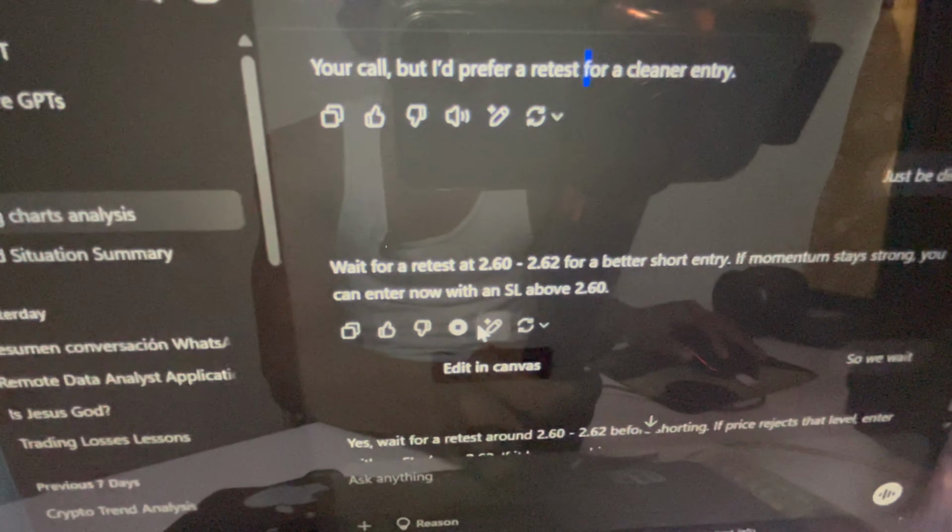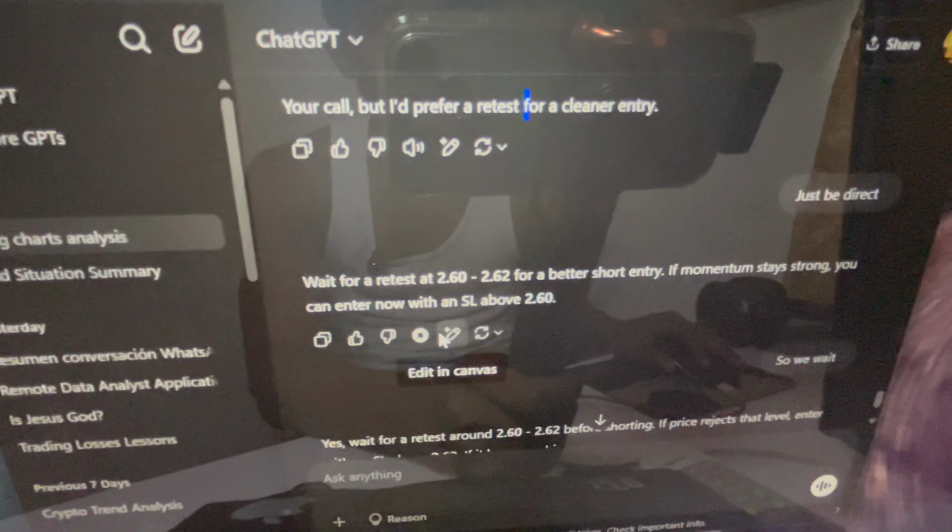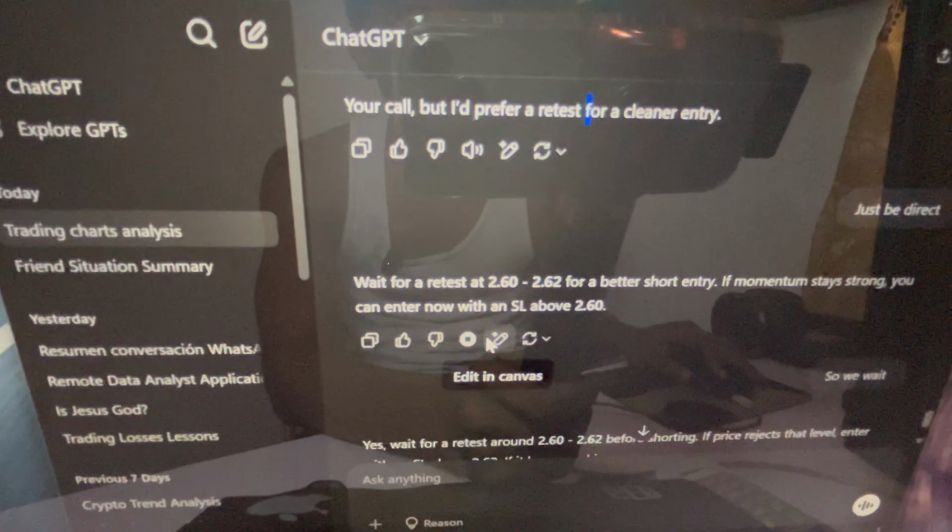Wait for a retest at 2.60 to 2.62 for a better short entry. If momentum stays strong, you can enter now with an SL above 2.60.